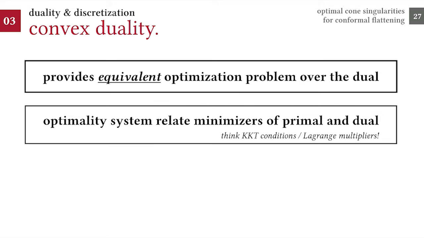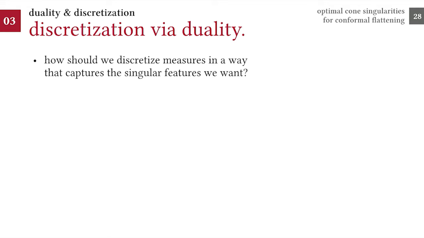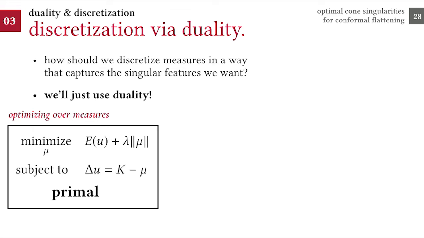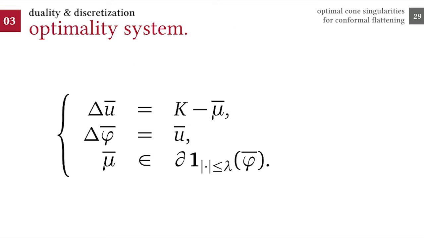Now how we're actually going to be able to use convex duality is through this Riesz representation theorem that tells us that the space of measures is actually equal to the dual space of continuous functions. So when we come to this question of how should we discretize measures really in a way that captures a lot of the singular features that we're looking for, the answer at a first glance is more or less, let's not think about it, we'll just use duality. We take our optimization problem written in terms of measures and push it through this framework, and we get an equivalent optimization problem written only in terms of continuous functions, which we know how to properly discretize using piecewise linear finite elements, say. The optimality system that we get out at the end of the day is really quite simple as well.